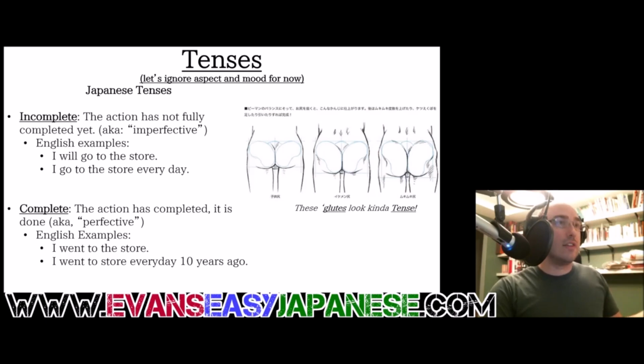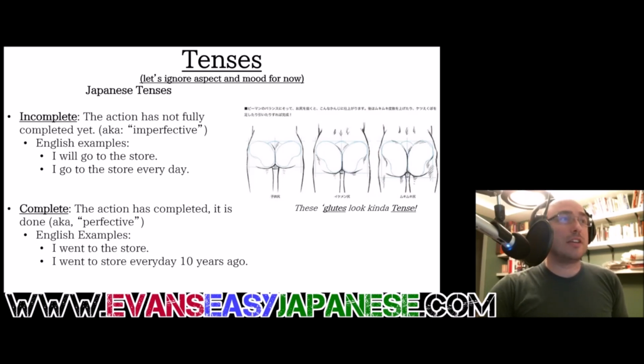Sure, I went 2 days ago. Sure, I went 3 days ago. Sure, I've gone to the store every single day of my life, but I'm going to go today, and I will go again tomorrow, and I will keep going. Thus, the verb of go is not complete, aka it is incomplete. And that is how Japanese verbs work.